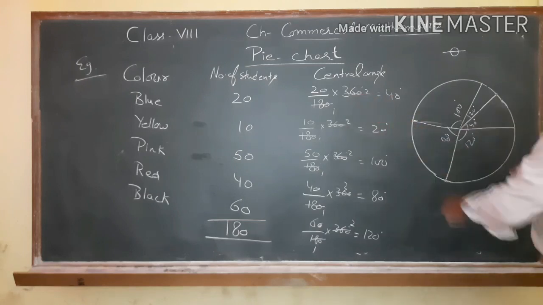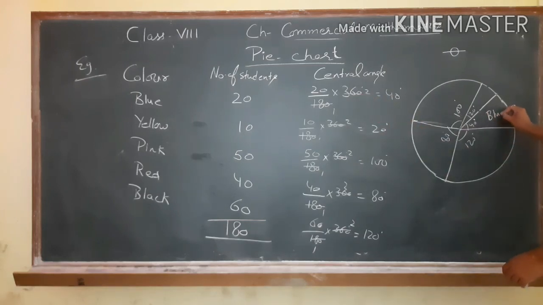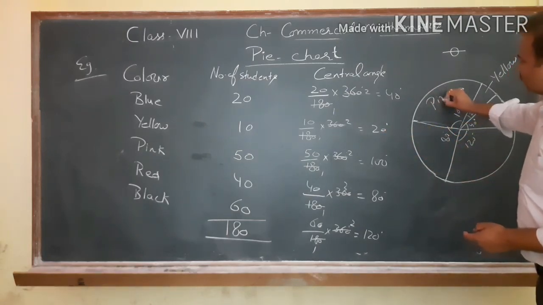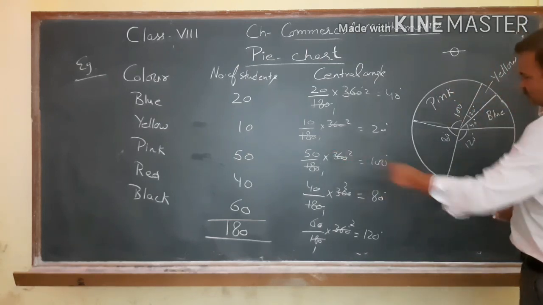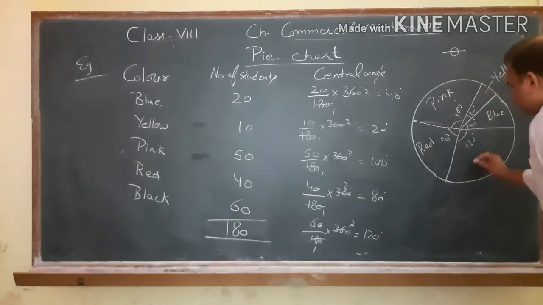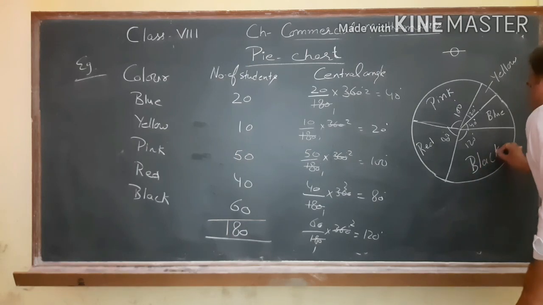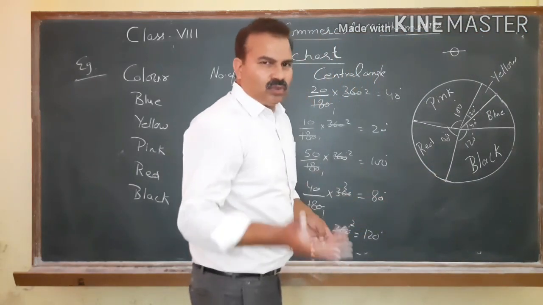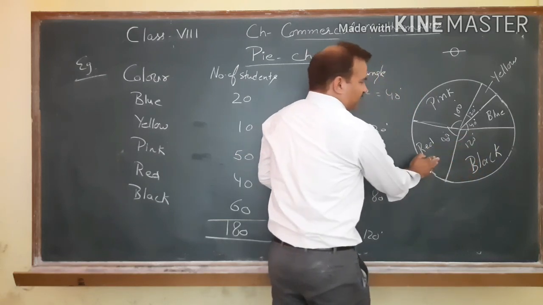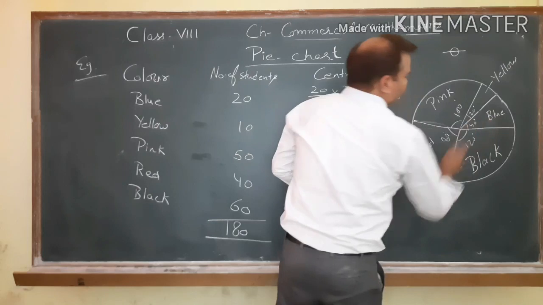Now to make it understood, we write the color in each sector. This is 40 degrees for the blue, so write blue. This is 20 degrees for yellow, so write yellow. 100 degree is for pink, so write pink. Then 80 degrees for the red, write red. And 120 degree is for the black, so write black. Or to make it more decorative, you may use small crayons. You can shade this with the black color, this with the red color, this with the pink, this with the yellow, and this with the blue.